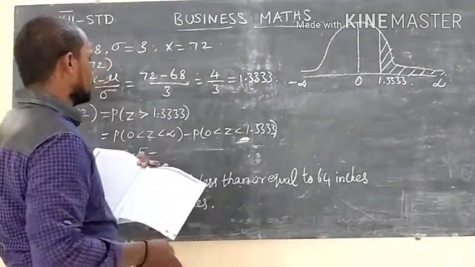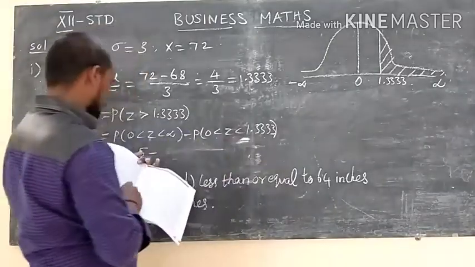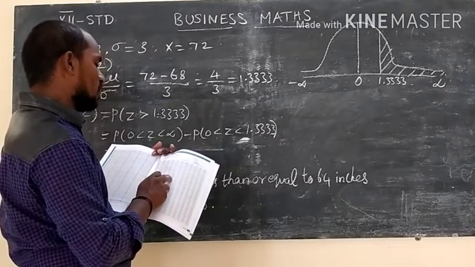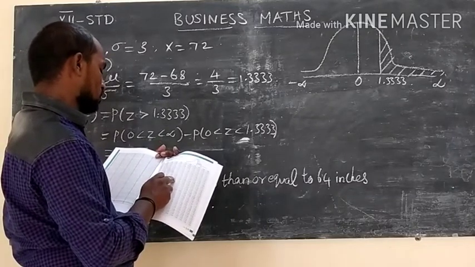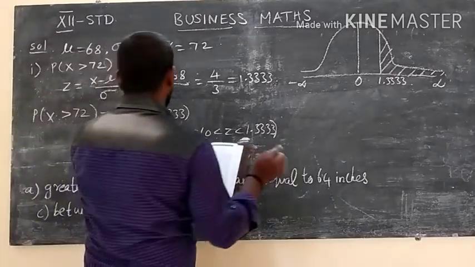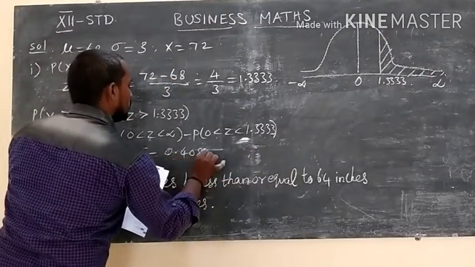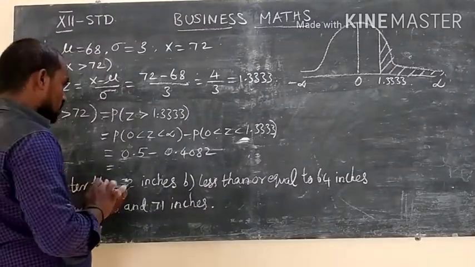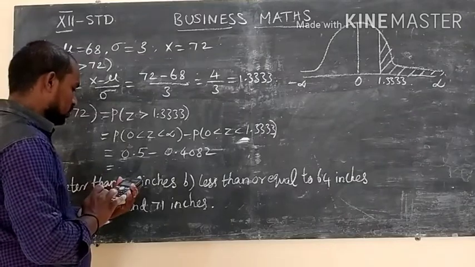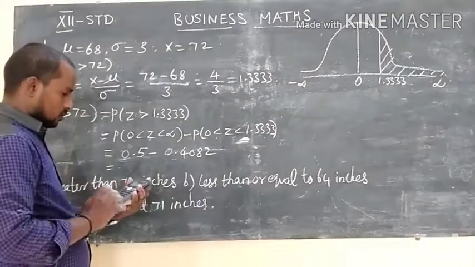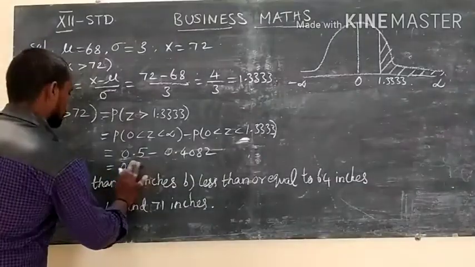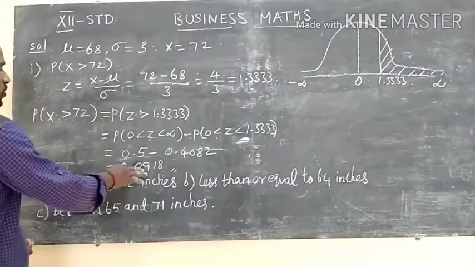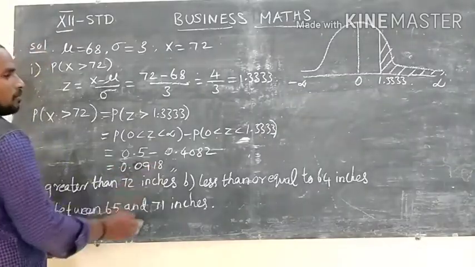This is 0.5 minus the value taken from the standard normal distribution table for 1.3 and 0.03. So the value is 0.4082. Then subtract these two values: 0.5 minus 0.4082. The answer is 0.0918. This is the answer for the probability of one student.